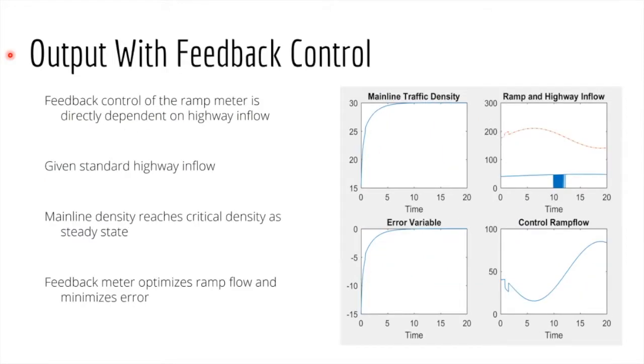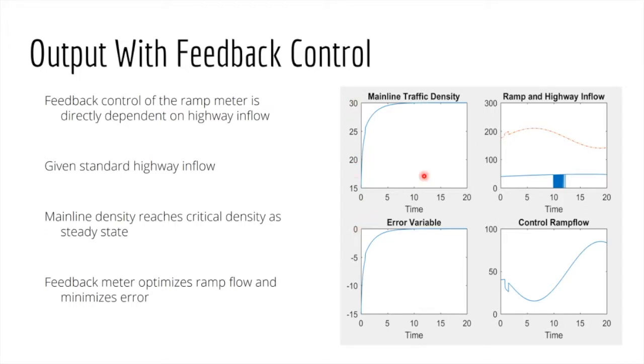Output with feedback control. Feedback control of the ramp meter is directly dependent on highway inflow. The first parameters used to model the feedback control are based on traffic data compiled by Dr. Kaan Utzbe at Rutgers University. The figure on the top left shows that the mainline traffic density reaches steady state, which is the critical density. Subsequently, the error also reaches its steady state, which is 0.